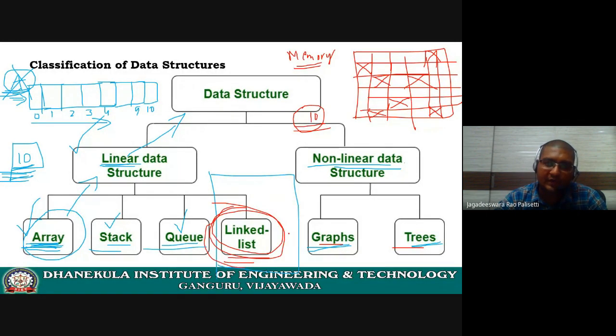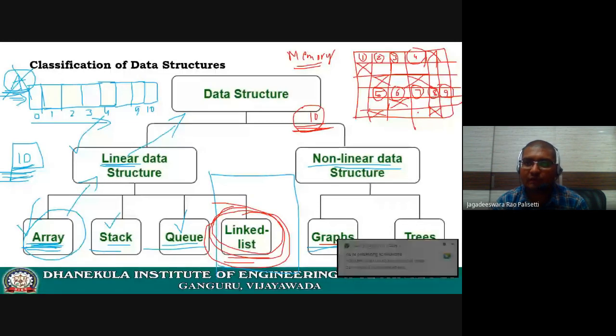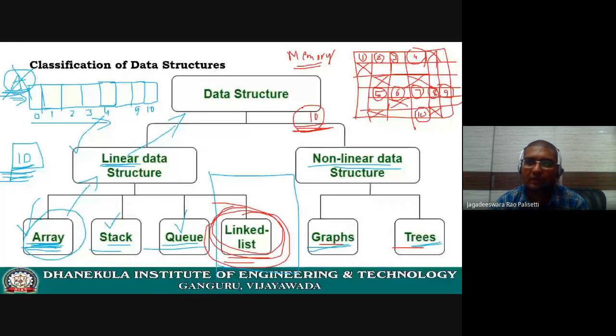What the linked list will do is, for your 10 data values, it will arrange 4 memory locations for your first 4 data values. Then for the 5th to 9th, wherever free memory locations are available, it fills them. For the 10th one, it goes to some other location. So the linked list assigns memory randomly wherever it has free space.